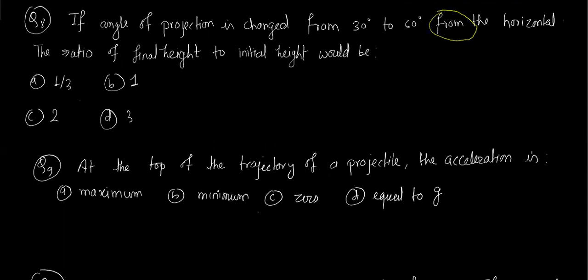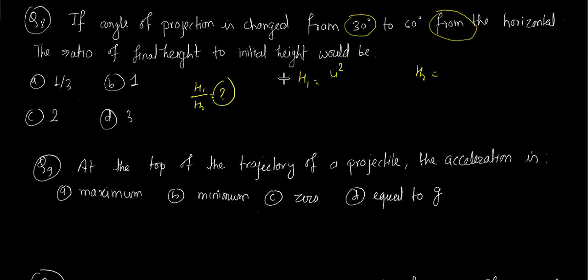This is not incorrect order, the word is somehow repeated here. So the question tries to say that suppose h1 is the height when the projectile is fired at angle 30 degrees and h2 is the height when the angle of projection is made 60 degrees, then what will be their ratio? This is the question.